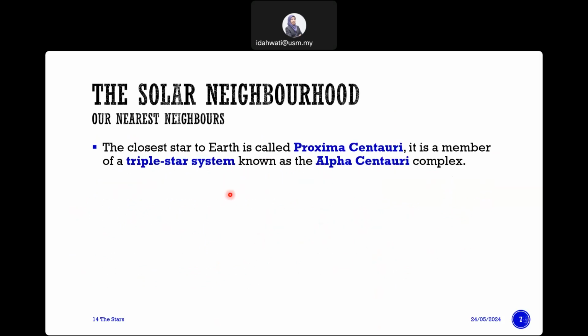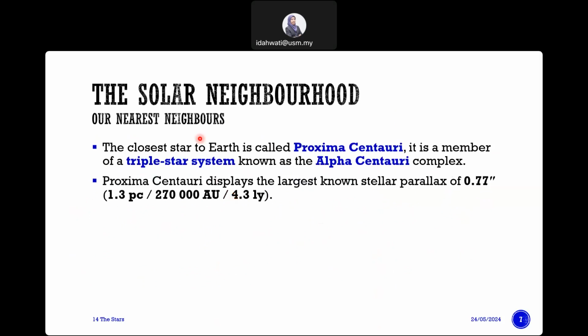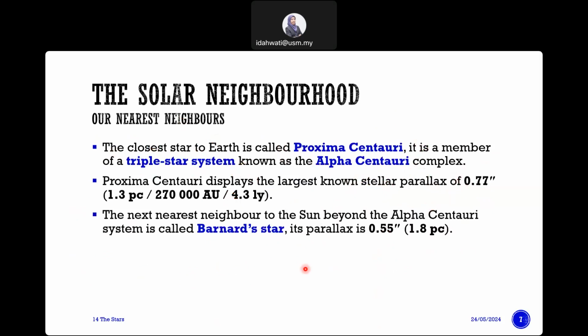Our nearest neighbors: the closest star to Earth is called Proxima Centauri. It is part of a triple star system known as the Alpha Centauri complex. And we also have the next nearest neighbor to the Sun, beyond the Alpha Centauri system, called Barnard's Star.